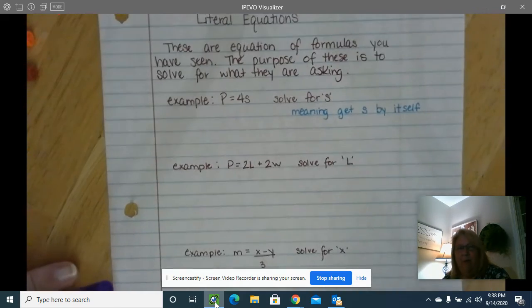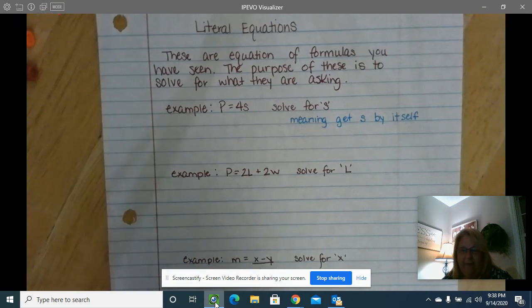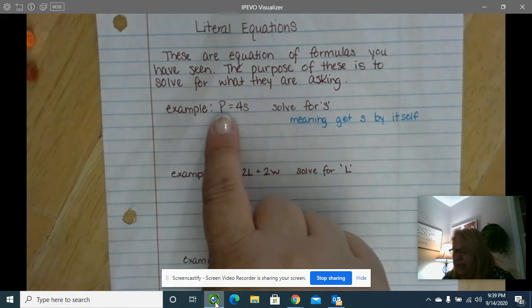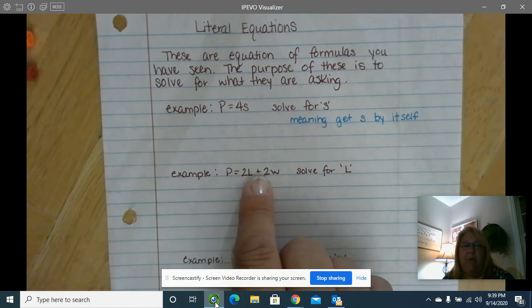Okay, guys, one more little part. These are called literal equations, and they're way different. This time we're going to be using equations that we've actually seen before, such as perimeter equals four sides, or P equals 2L plus 2W.